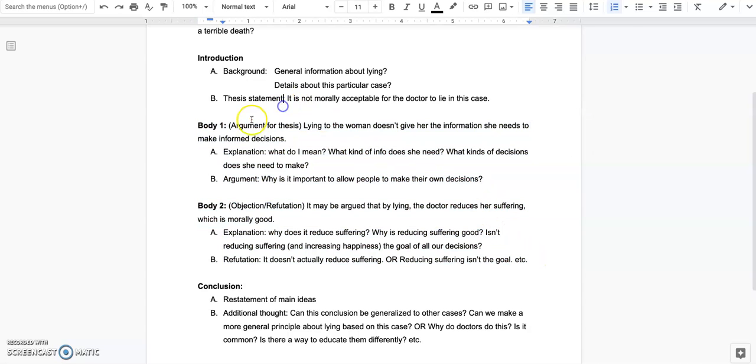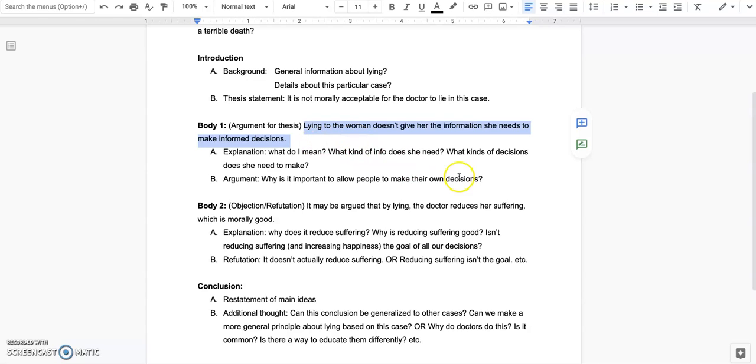Here, I'll use body number 1 to give an argument, to give reasoning for my position, just like any other essay. Maybe I'm going to do this in 1 body paragraph, maybe I'm going to use 2 or 3 body paragraphs. In my case, what I'm going to say is lying doesn't give the woman the information she needs to make informed decisions about her future. Many of you said this in the discussion, so I decided to use this. Telling the truth allows her to make good decisions based on information.